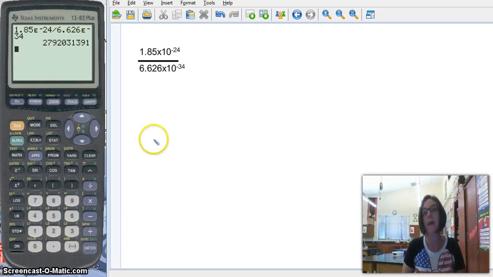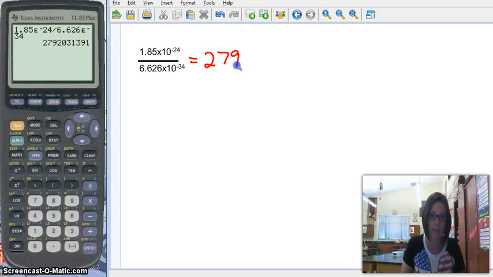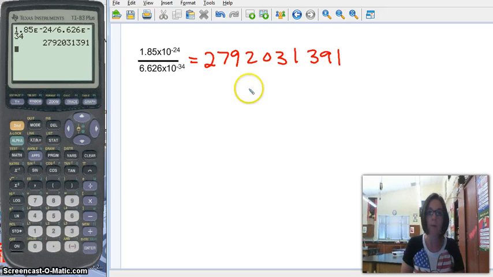And hit enter. And this time, this happens a lot with our calculators, if it can fit the number on the screen, it won't put it in scientific notation for you. So we're going to write this whole thing down, 279203 1391. Well, first of all, we need to round it to the right number of significant figures, and then we need to put it into scientific notation.